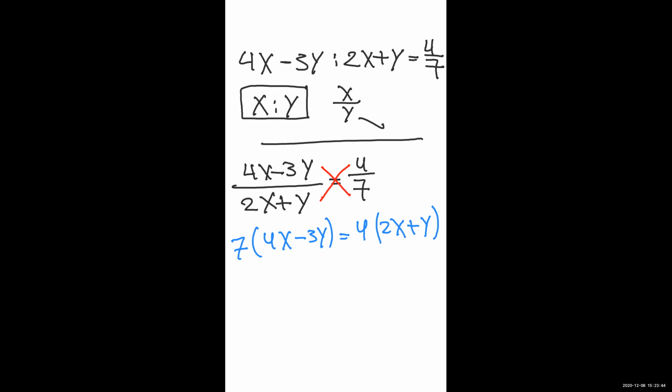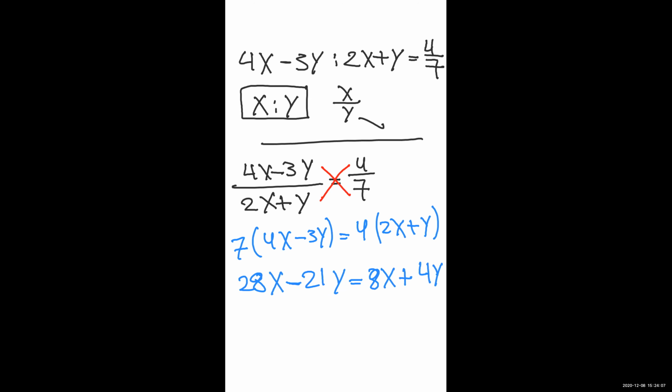So let's multiply 7 times 4x: 28x minus 7 times 3, 21y. So it will equal 4 times 2x, 8x, plus 4 times y, it's 4y.